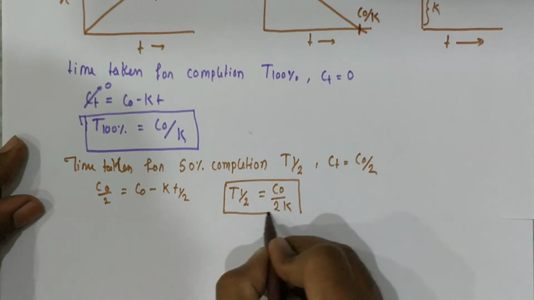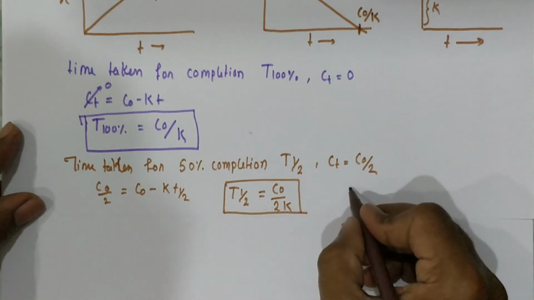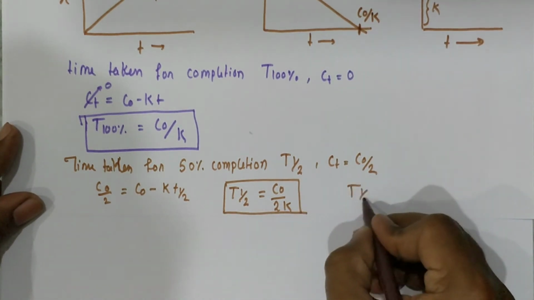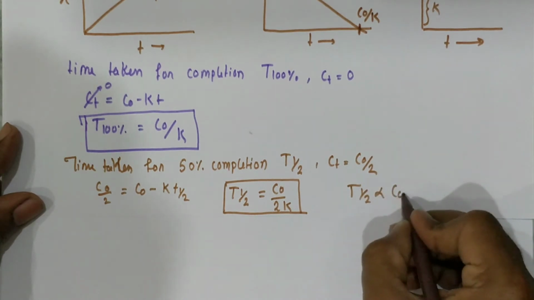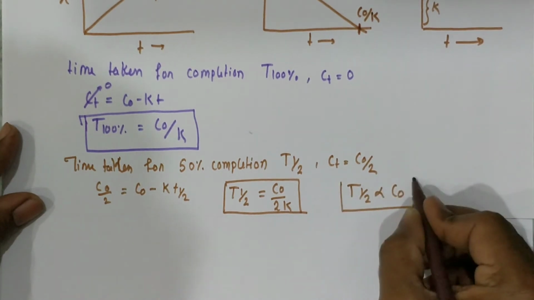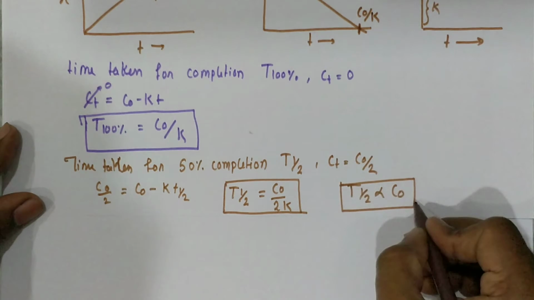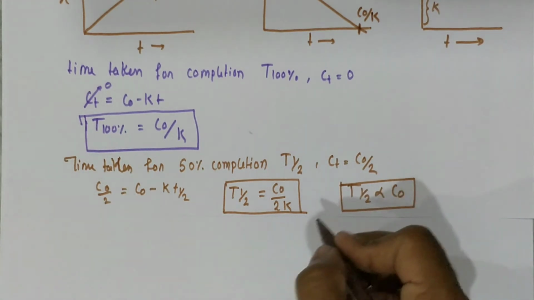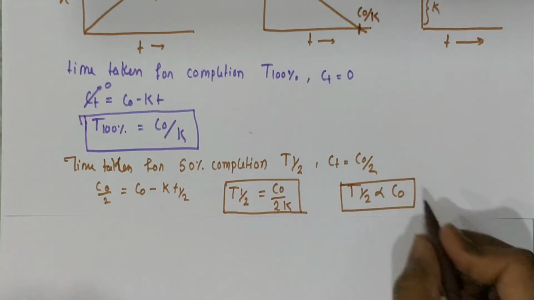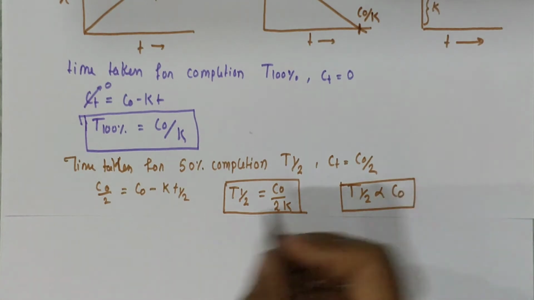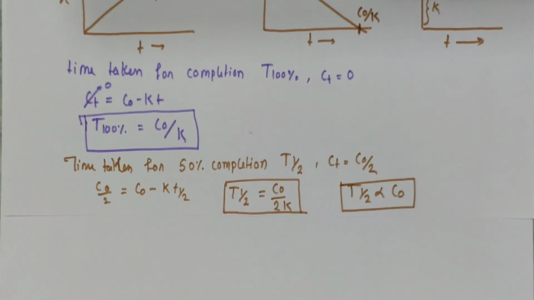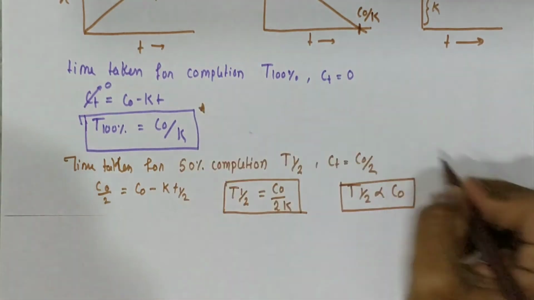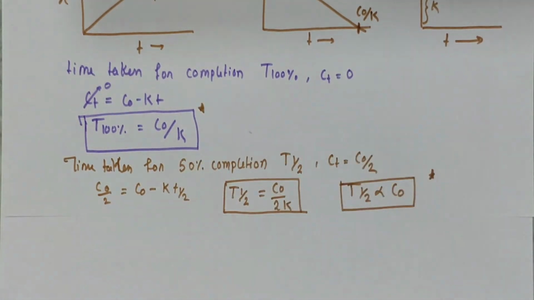So this T half will become equal to C naught upon 2K. Also, one more thing we can notice here, that this half-life is proportional to the initial concentration. That means if initial concentration increases, the half-life increases, and if the initial concentration decreases, the half-life decreases. So this is the T 100% and T 50%.